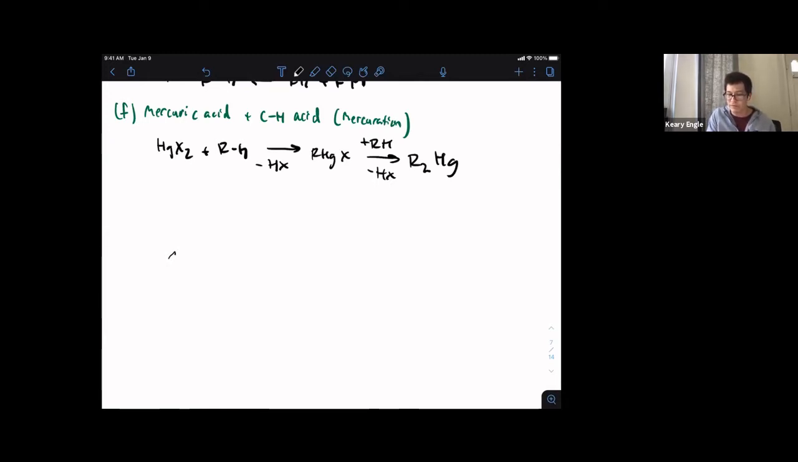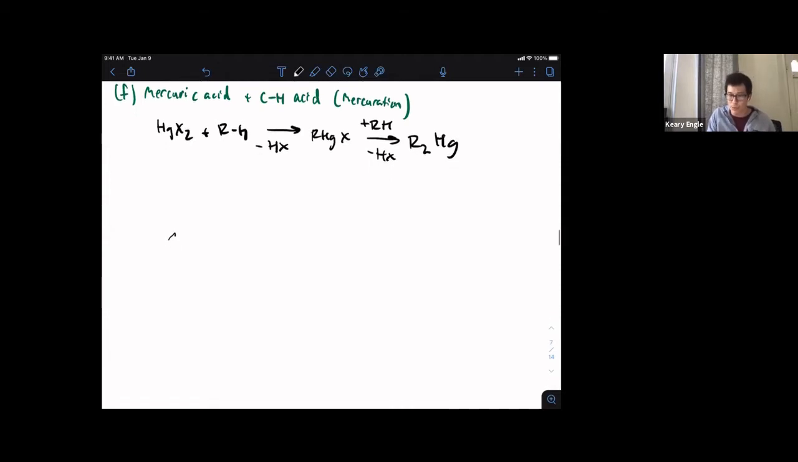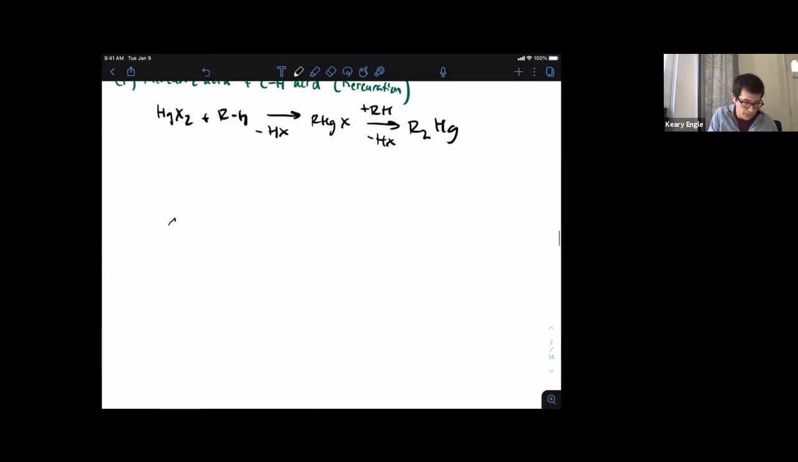So this mode of reactivity, where you take a metal X2 species and lose HX to make a metallated intermediate, is something that will look familiar in the context of a CMD type pathway with palladium chemistry. So a lot of that finds its early roots in the stoichiometric organomercury chemistry.